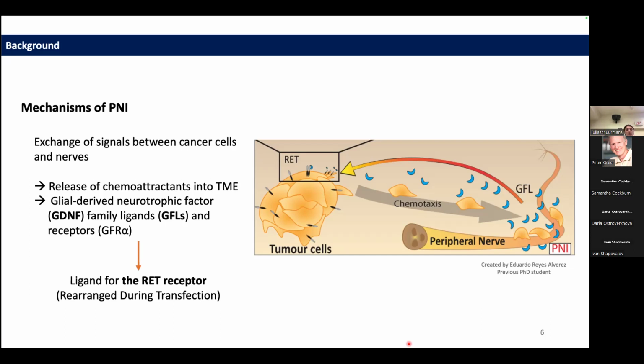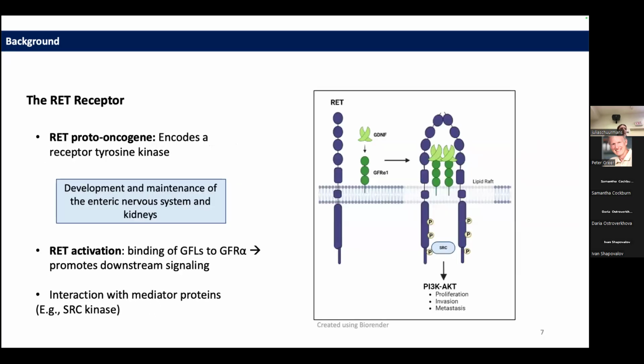So the RET receptor, rearranged during transfection. It's a proto-oncogene that encodes a receptor tyrosine kinase, so it's located on the plasma membrane in normal physiology, and it's important for development and maintenance of the enteric nervous system, the kidneys, and other neural crest-derived tissue. RET becomes activated upon binding of GFLs and the co-receptors GFR alpha. Specifically here we have GDNF and GFR alpha 1.